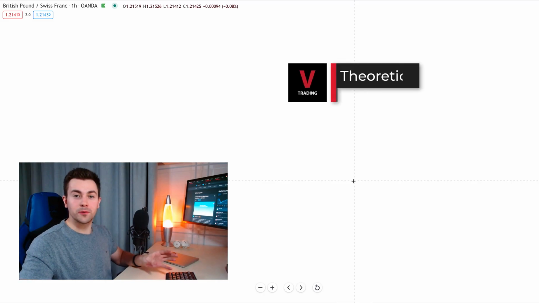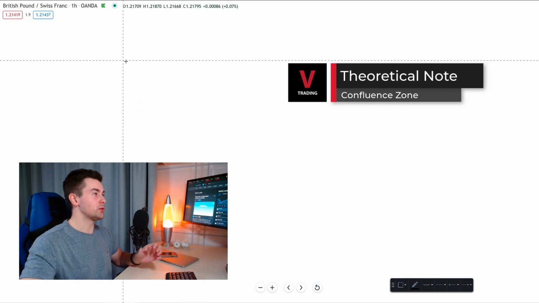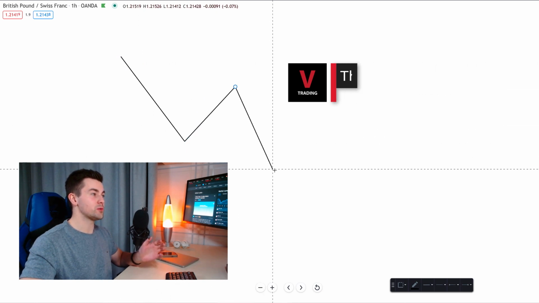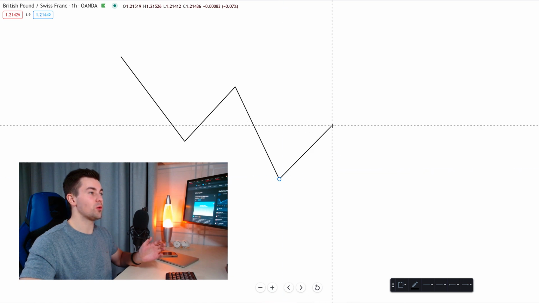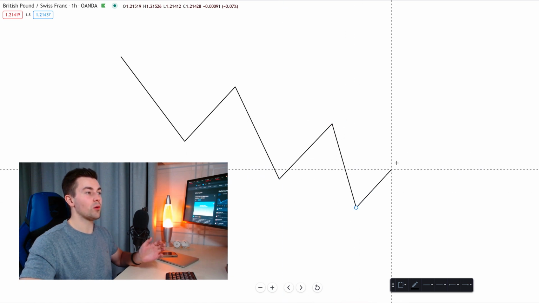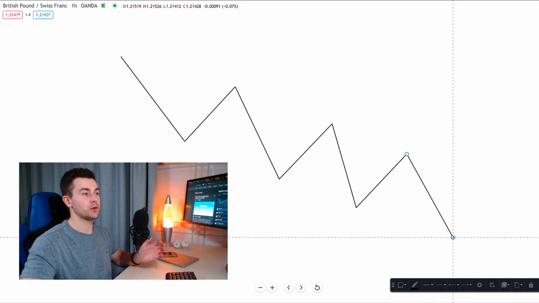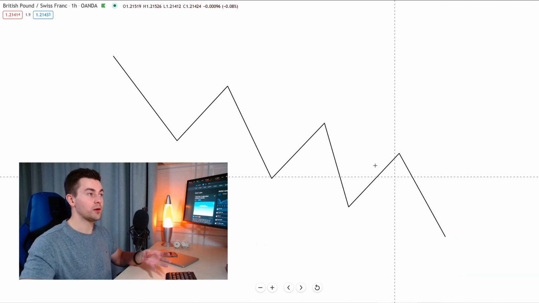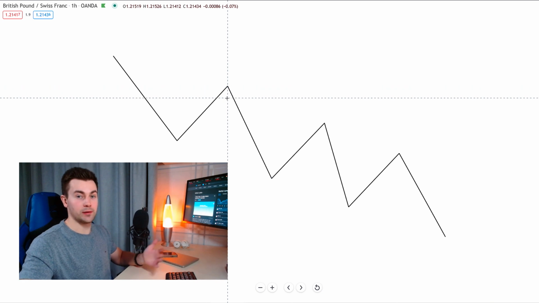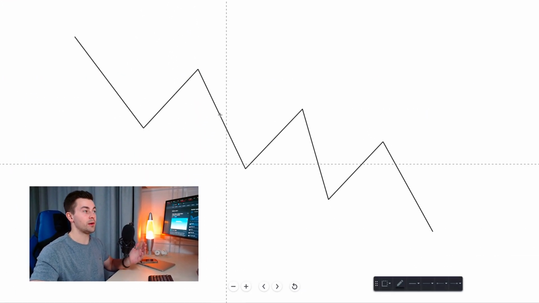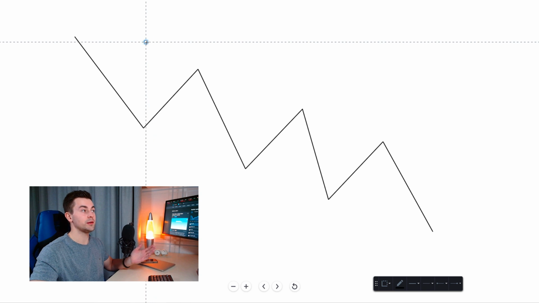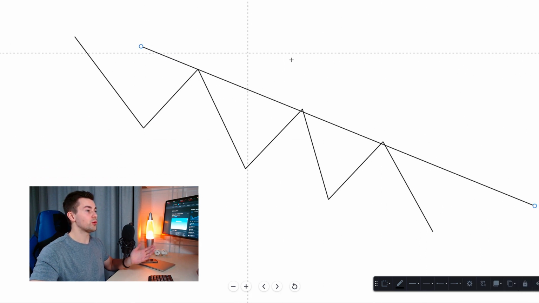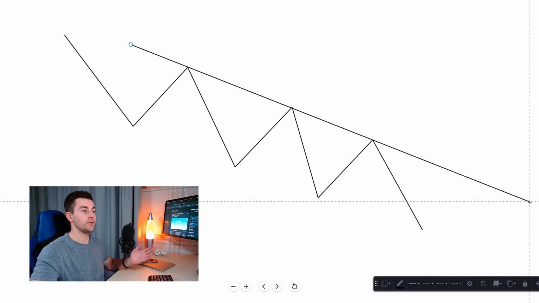And I want to start here with a quick theoretical note. Let's imagine that the price is trading in a strong bearish trend. Yes, we see the sequence of lower lows, lower highs, the classic picture like that. Most of the time when we see a bearish trending market, the picture is like that. Analyzing the price action right here, we can easily identify that in a market like that, the price is following this kind of trend line.